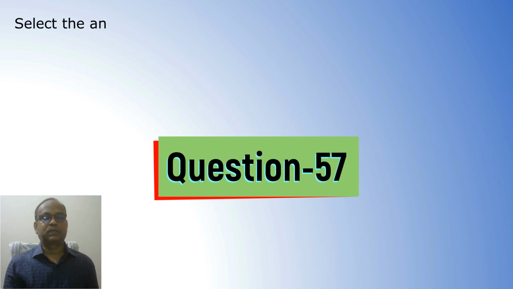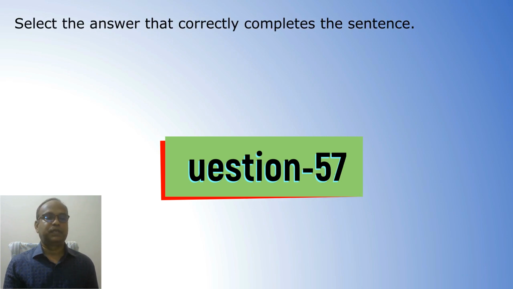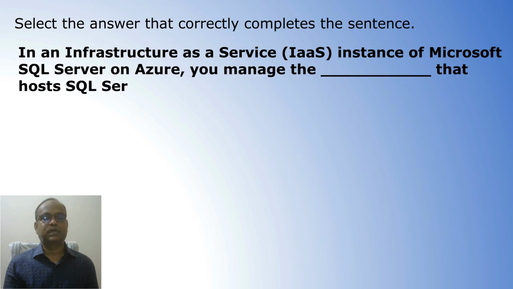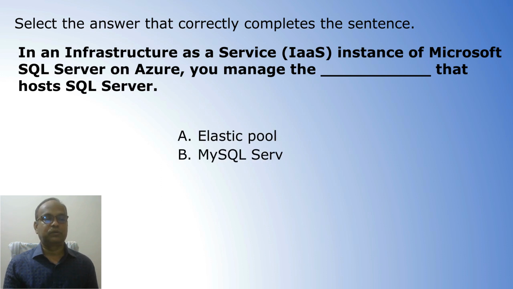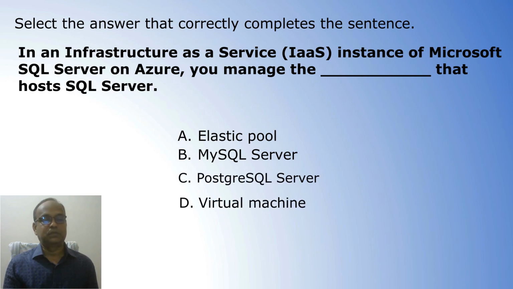Select the answer that correctly completes the sentence. In an infrastructure as a service, IaaS, instance of Microsoft SQL Server on Azure, you manage the dash that hosts SQL Server. Option A, Elastic Pool. Option B, MySQL Server. Option C, Azure SQL Server. Option D, Virtual Machine. Answer.